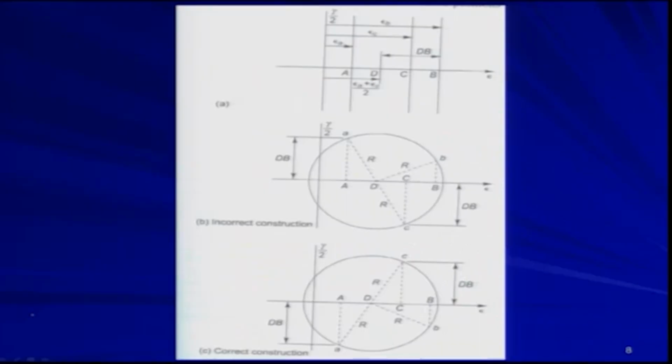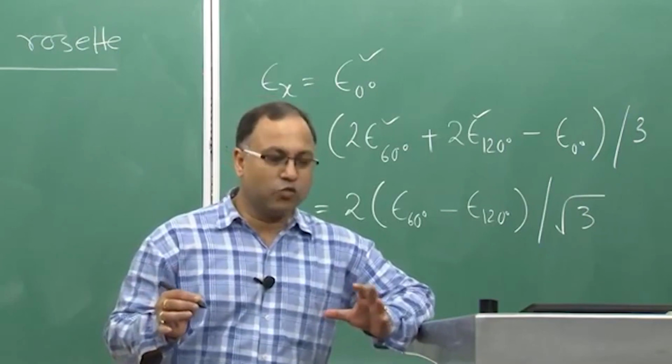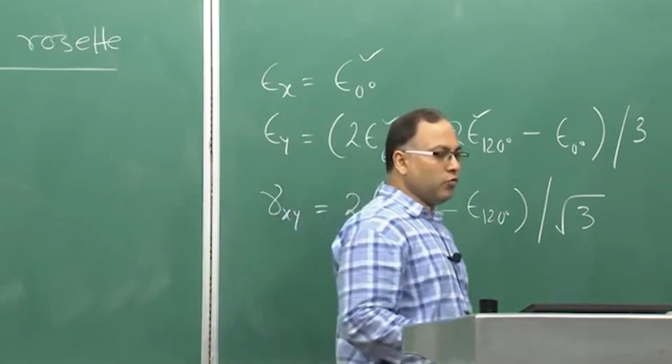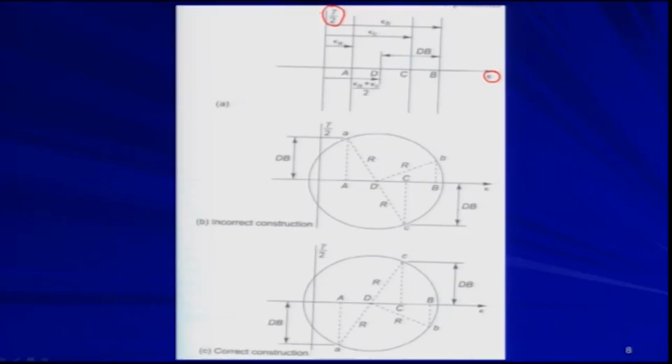So, we are choosing epsilon and gamma by 2 space, which is very much required for your Mohr circle for strain. Now, we know epsilon A, epsilon B and epsilon C from the strain gauge reading that we are measuring.